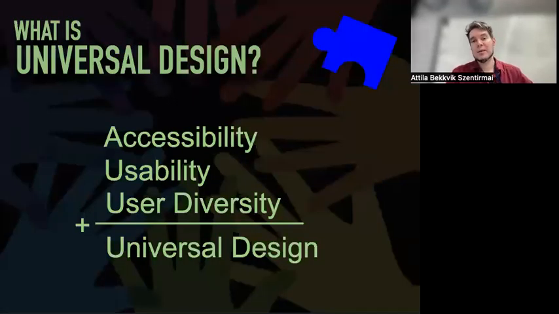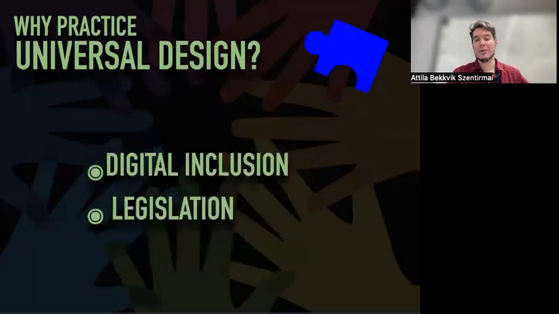Universal design has 3 main pillars, namely accessibility, usability, and user diversity. And universal design can't really exist without any of these. Without accessibility, we can't really talk about universal usability as well.